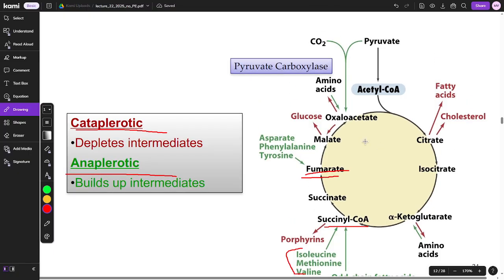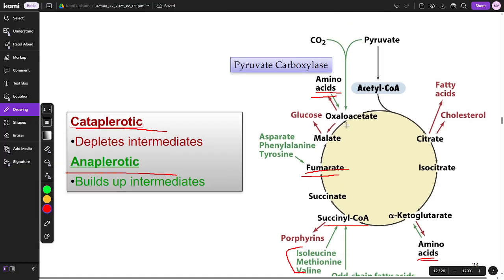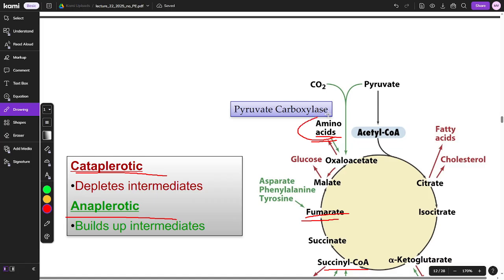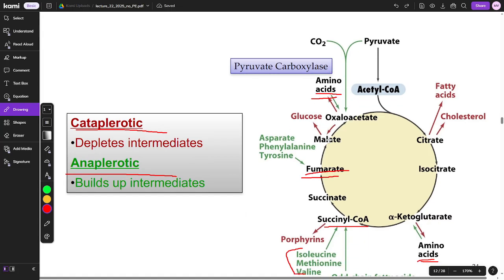Cataplerotic things are ones that use up the intermediate. So glucose uses malate to make it. So it's cataplerotic because it's using up the intermediates. Amino acids, a lot of amino acids like glutamate for this one, and aspartate for this one. Those are cataplerotic because they use up intermediates.